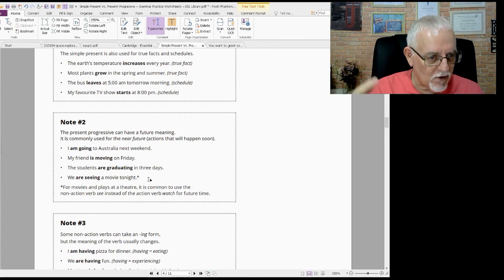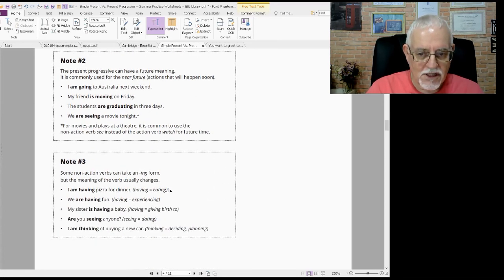Now remember, from the non-action verbs, see is one of the senses. So how can we use it in this? Because what we mean is we are going to watch a movie, but we normally say we are seeing a movie tonight. So here, look, this asterisk. For movies and plays at a theatre, it is common to use the non-action verb see instead of the action verb watch for the future time.